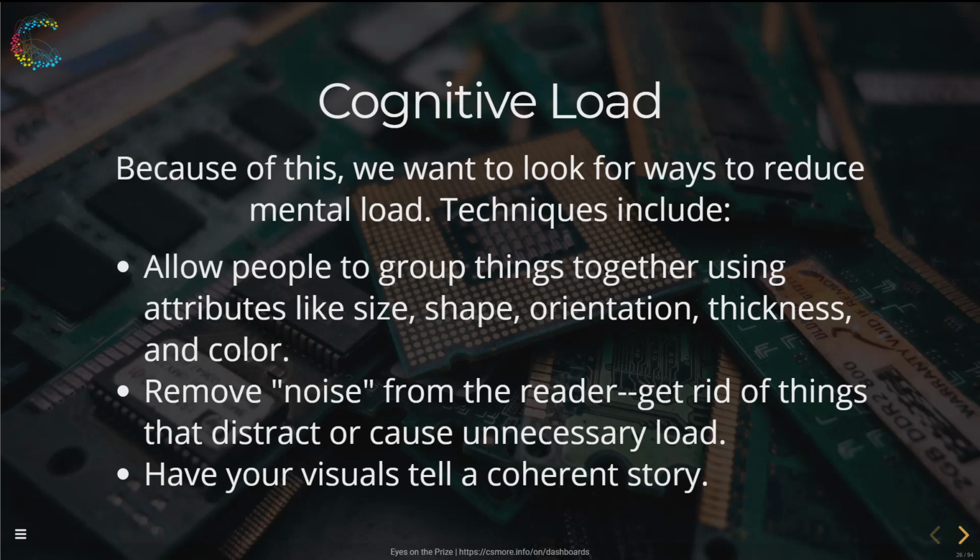We can also remove noise from the reader. So get rid of things that cause unnecessary load. If it doesn't help tell your story, it's better to get rid of it. All that stuff has a technical term. It's called chart junk. It's the stuff that does not help the reader understand what is going on with your data.